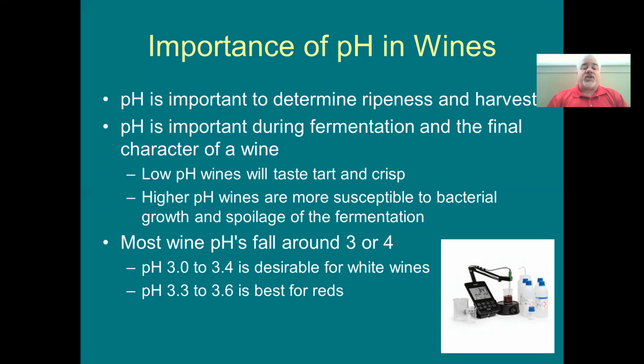Most wine pHs fall around 3 or 4, with the whites being slightly more acidic on average, closer to 3, with the reds being maybe a little bit more. The exact range depends on who you ask, but they're all close to this general range.